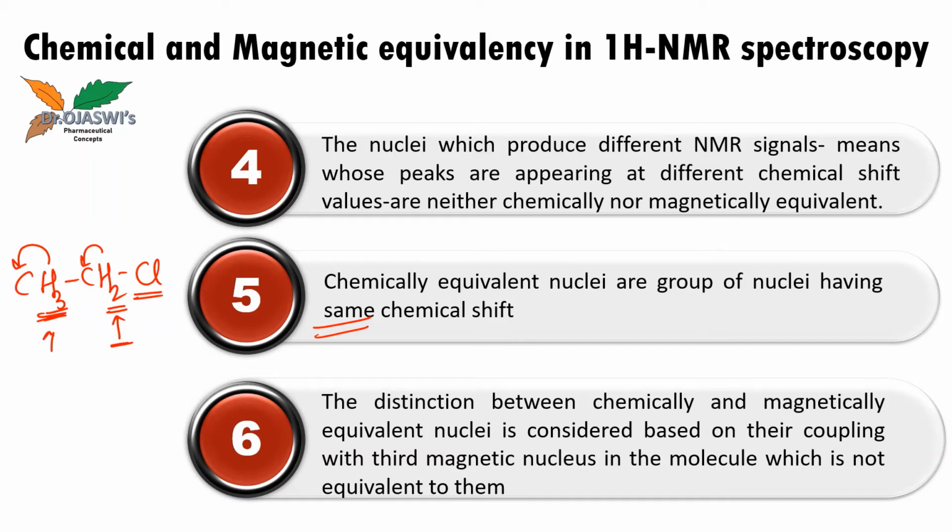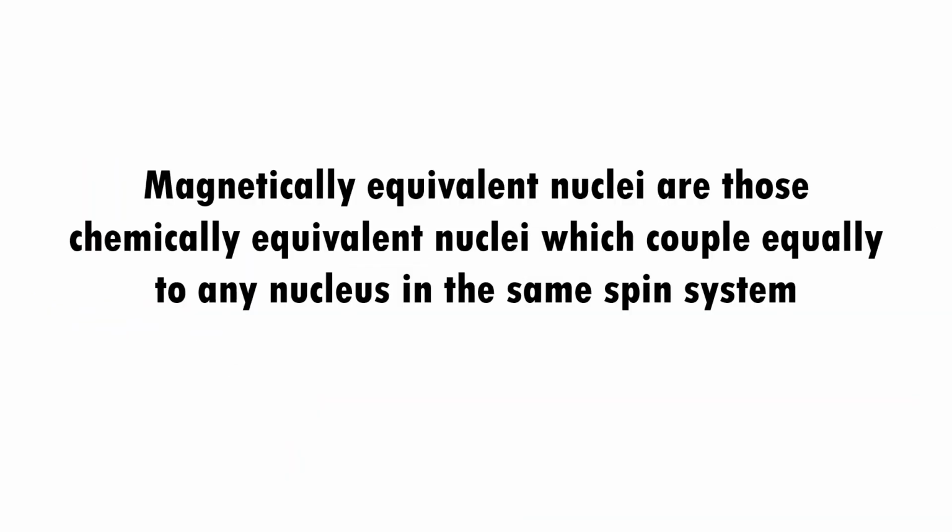The distinction between chemically and magnetically equivalent nuclei is considered based on their coupling with a third magnetic nucleus. This is very important. It is based on their coupling with a third magnetic nucleus in the molecule which is not equivalent to them. Let us understand this with examples. Please note this very important point.